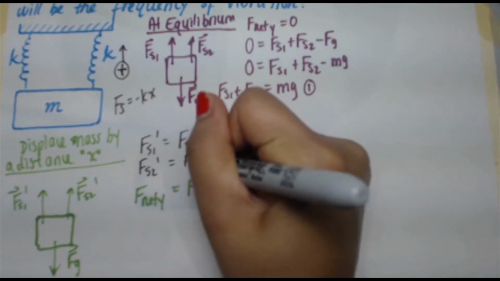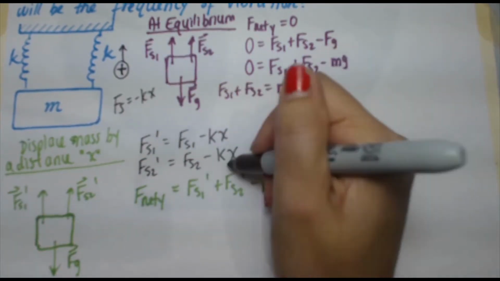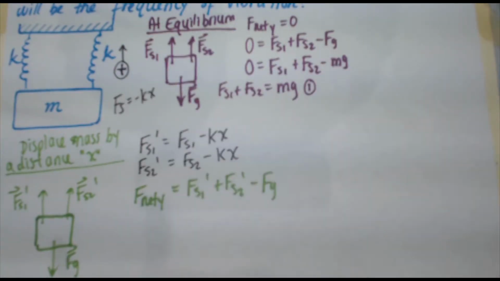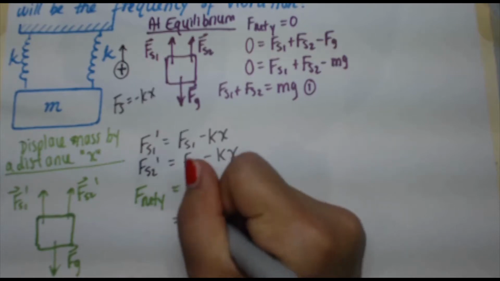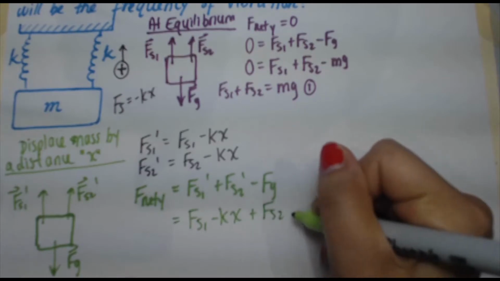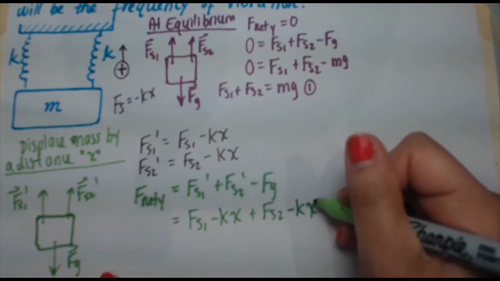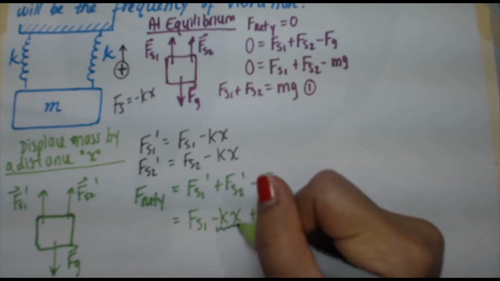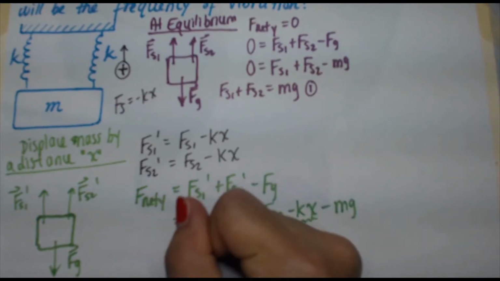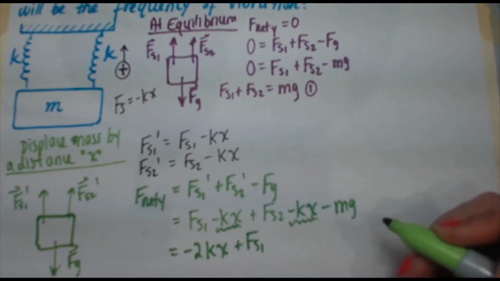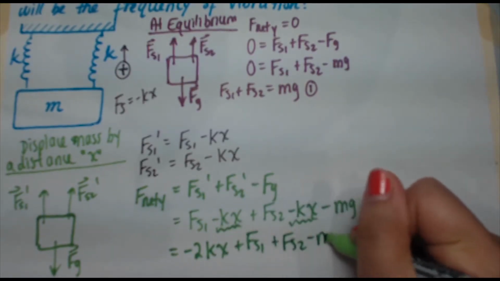Fs2 prime, therefore, is the same: Fs2 minus kx, right? It's the additional amount it's extended by. So we're going to take these and plug them into this expression right here. Fs1 prime, Fs1 minus kx, plus Fs2 prime, which is Fs2 minus kx, and then minus Fg, which is just mg. Okay, so we've got a negative kx here, negative kx here. I'm going to bring that out to the front, call it negative 2kx. And then I've got plus Fs1 plus Fs2 minus mg.